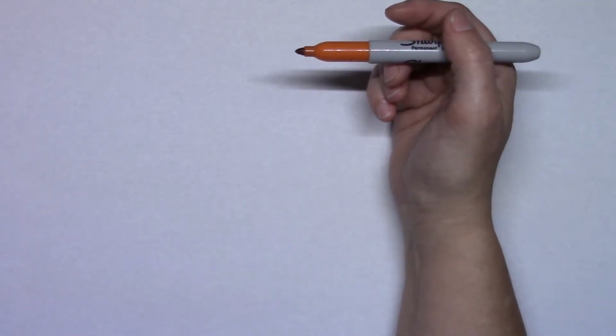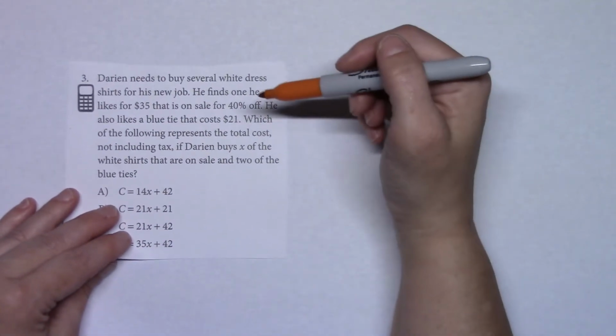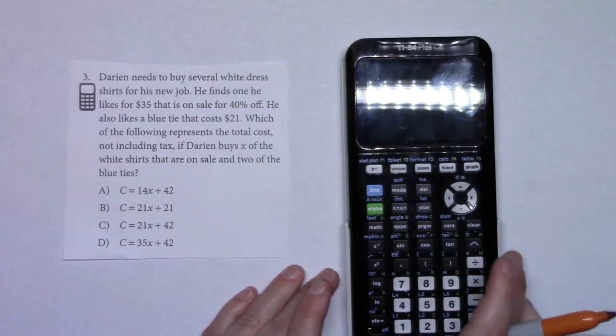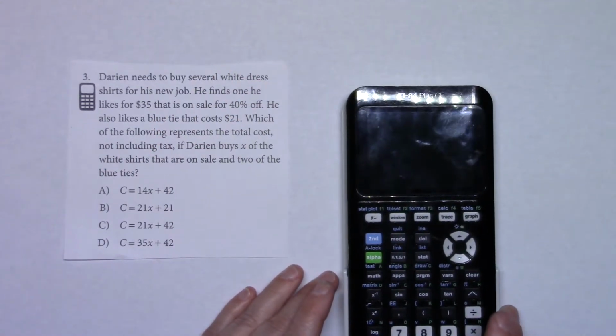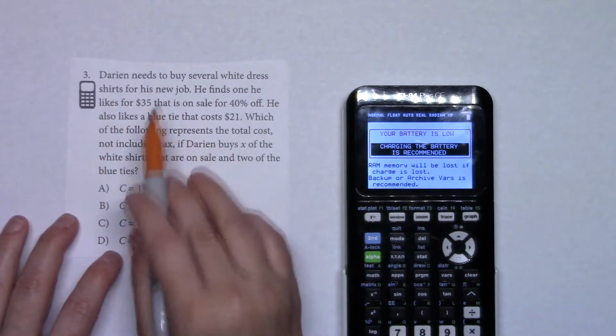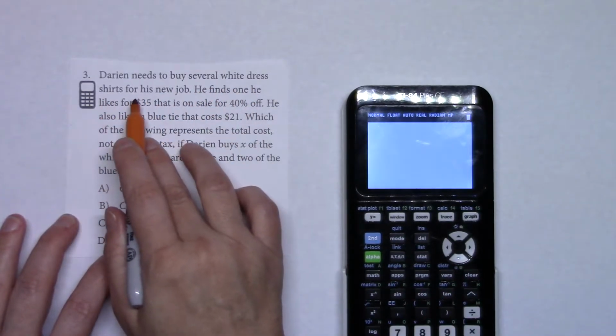Alright, so let's take a look at question 3 here. Now this one does say that it's a calculator question. So I will get a calculator out here and see if you're going to be able to see the screen there maybe. Okay. Alright, so Darian needs to buy several white shirts for his new job.